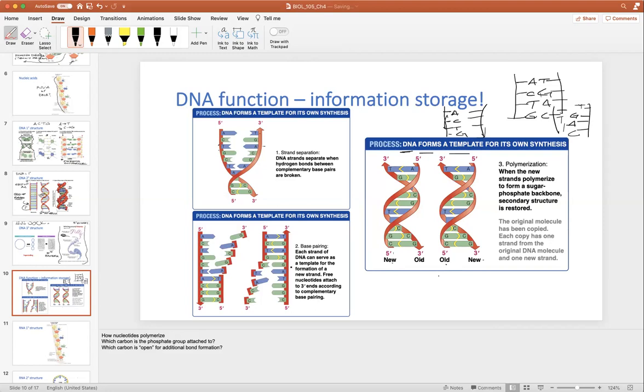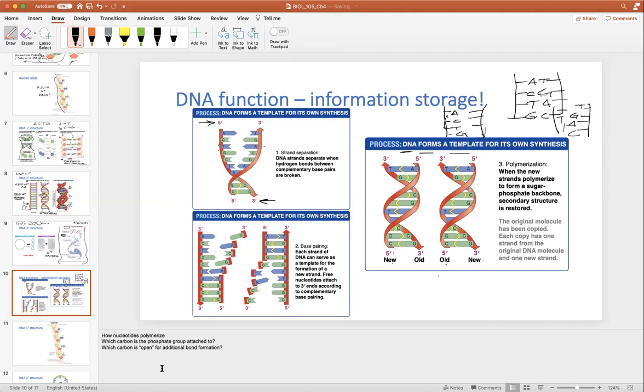We're going to talk in detail about how this process happens. I have some questions down here. Which carbon is the phosphate group attached to? Answer these questions for yourself. In this image, which carbon would the phosphate groups be attached to, and which carbon is open for additional bond formation? You would know that by looking at whether you had a 5' or a 3' end.